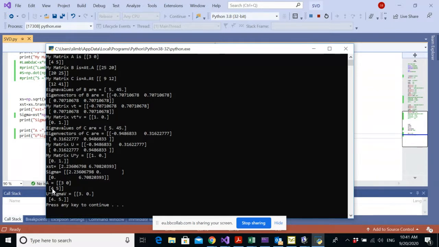Now, if I do the math, the last part here, if I do U sigma times V, or V transpose in fact, in my case, I get 3045, which is exactly A.